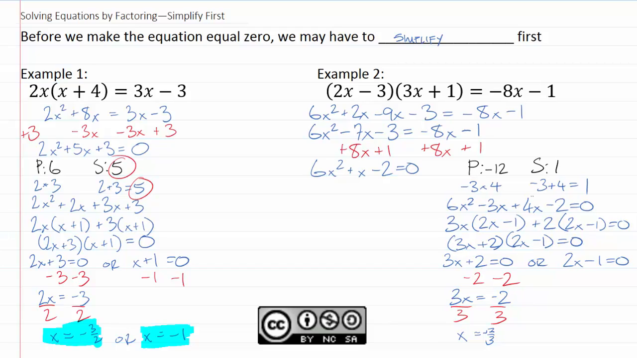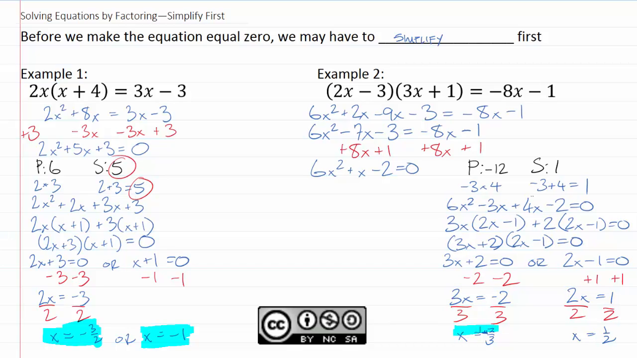As for 2x minus 1 equals 0, I'll add 1 to both sides. I get 2x equals 1. I divide by 2. And x equals 1/2. And again, we have now found both of our answers. So our two answers here are negative 2/3 and 1/2.